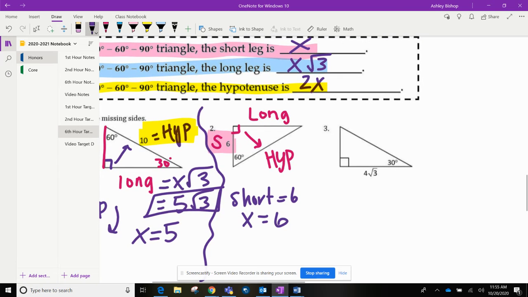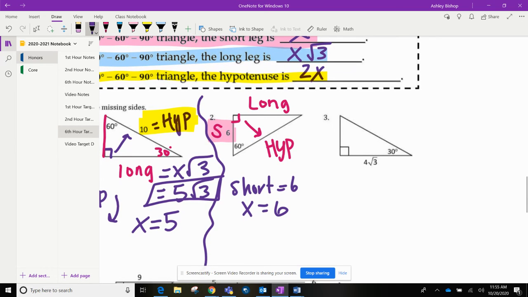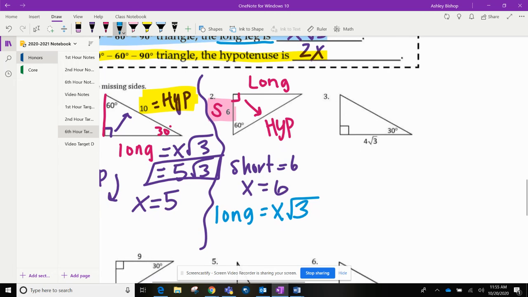But remember, don't circle X equals 6 and move on to the next problem. You need to tell me what your long side and your hypotenuse is. The instructions say find the missing sides. So now that I have X though, I can read the rule for my long side. In a 30, 60, 90 triangle, the long leg is whatever X is times the square root of 3. Well, I know my X is equal to 6. So it's equal to 6 times the square root of 3. So that's what my long side is equal to.